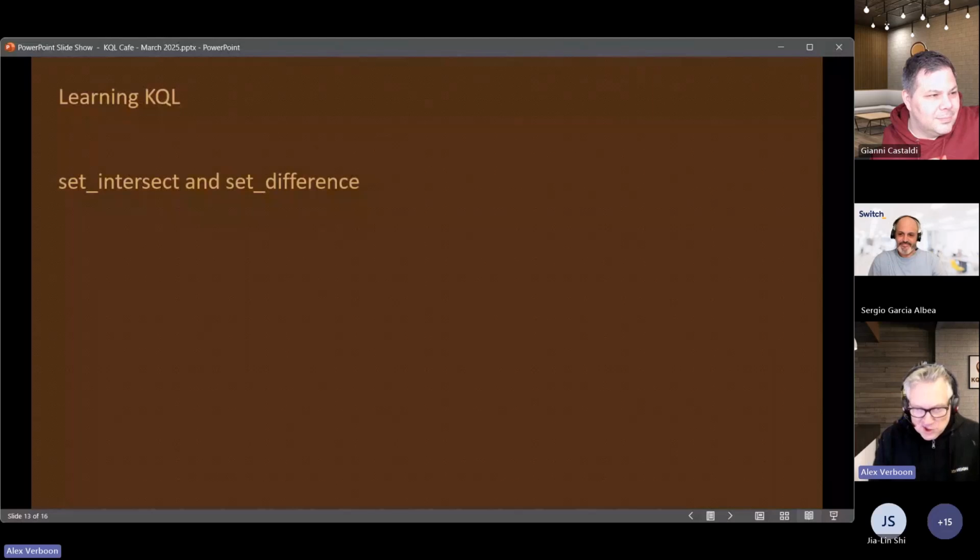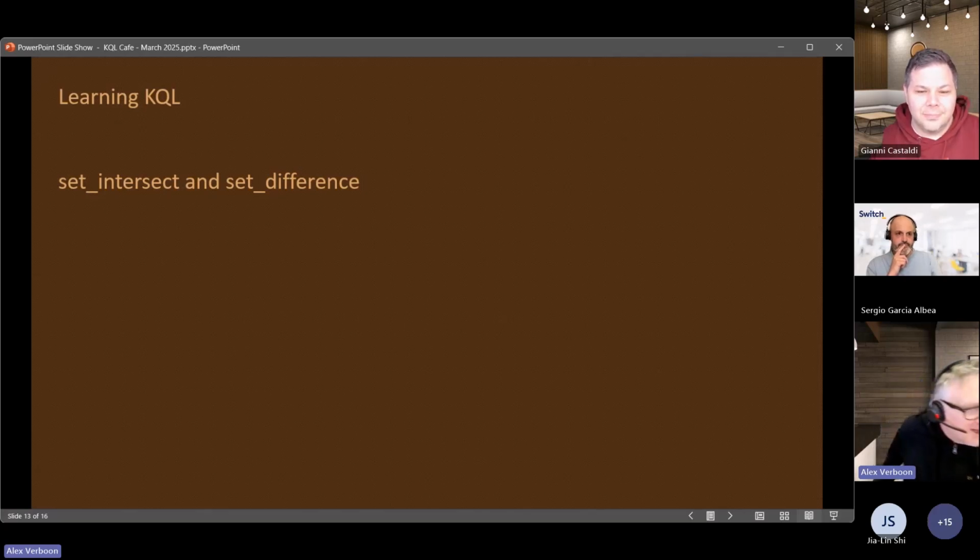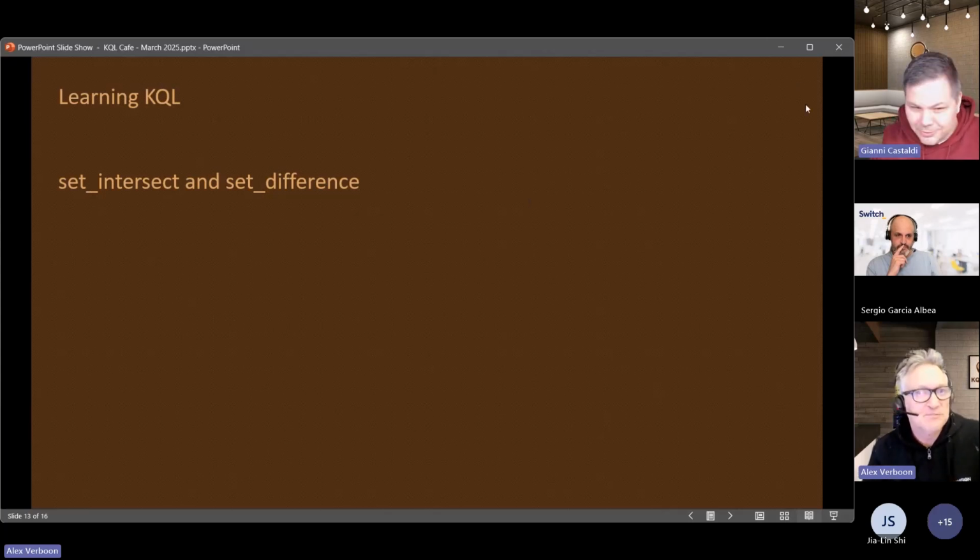So last night, Gianni and I were tinkering. Hey, what should we show? The search and aware operators. I would guess by now everybody knows who is working with KQL. And then while I was geeking out with Gianni, he showed me some detection queries, and I said, "Hey, that looks cool. Set intersect and set difference." So, Gianni, tell us a little bit more about those two operators and how you make use of them, please. Yes, I'll do that.